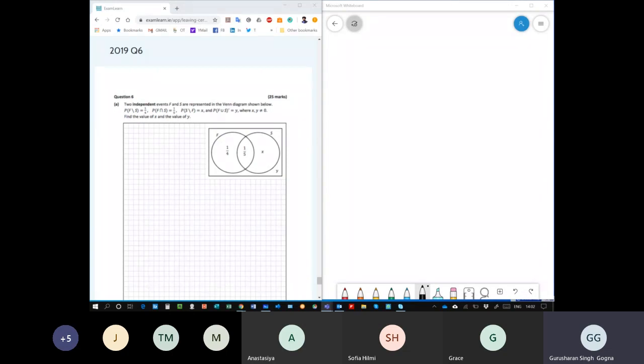So before that, I'll just quickly go through the Venn diagram thing, which we briefly discussed last time. If you understand set theory from your previous classes, it's very easy to understand probability as well.